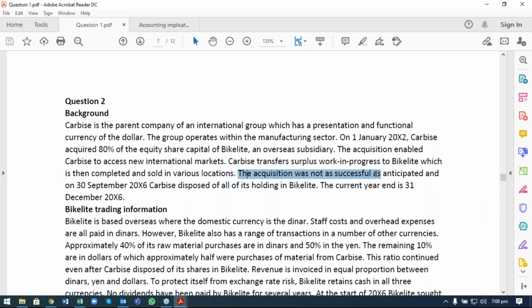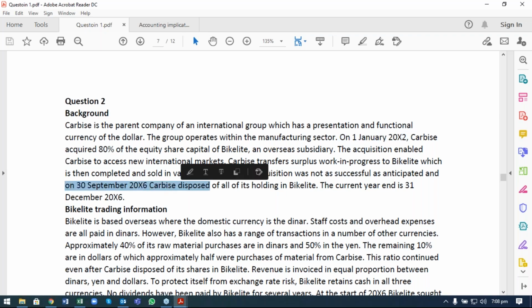The acquisition was not successful. The acquisition of Backlight by Carbise was not as successful as anticipated by the parent company. And on 30th September 2006, Carbise disposed of all its holding in Backlight. The subsidiary was acquired on 1st of January 2002, and it was disposed of on 30th September 2006.